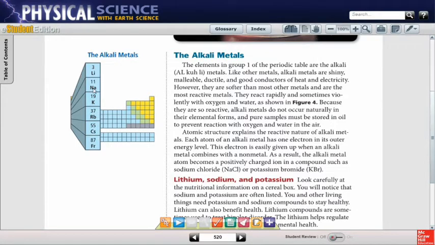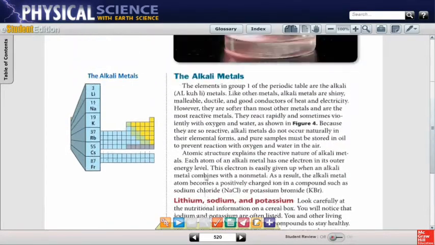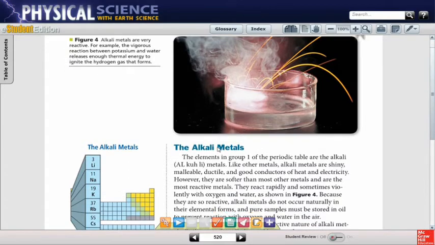You put sodium in water, and what did we see in the picture earlier? It catches on fire. They react rapidly and sometimes violently with oxygen and water, as shown in figure 4. Let's see, is figure 4 down here? I think figure 4 is the previous page. Oh, right there. Figure 4. See it? Wow, look at the sparks flying off. Holy smokes.